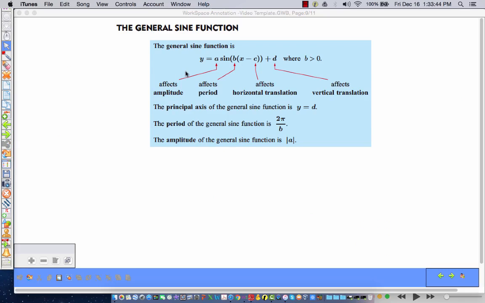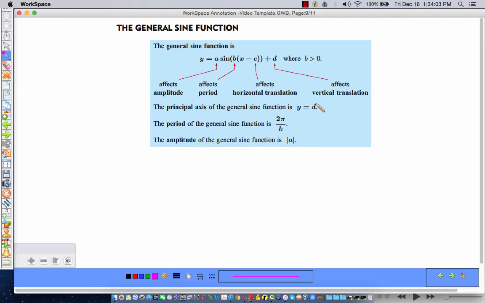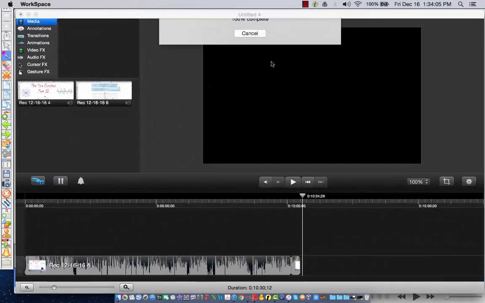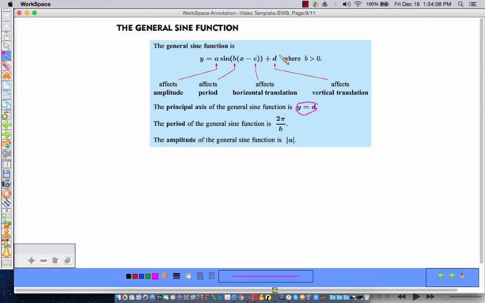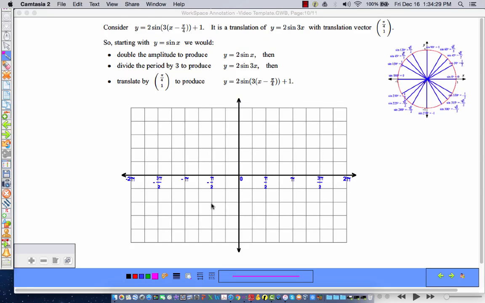We have learned about the amplitude affected by A, the period affected by B, horizontal translation is C, and vertical translation is D. So, one big happy family here. The principal axis, as we saw, is always y equals d, whatever that constant is, because it's going to move everything up and down. The period of the general sine function is 2 pi over b. We did that. And the amplitude is the modulus or absolute value of a. So let's put all that to good use here.